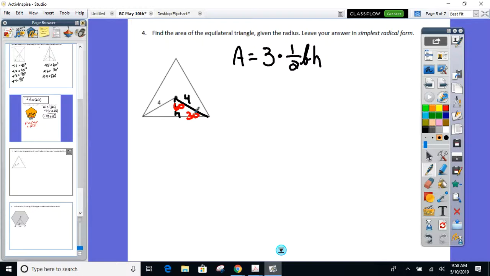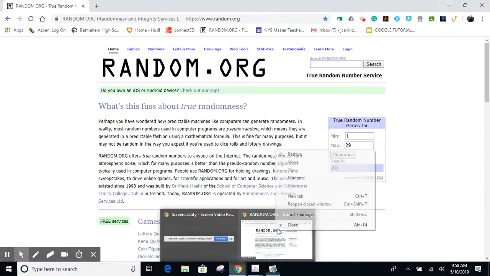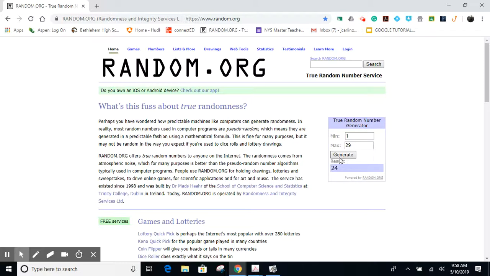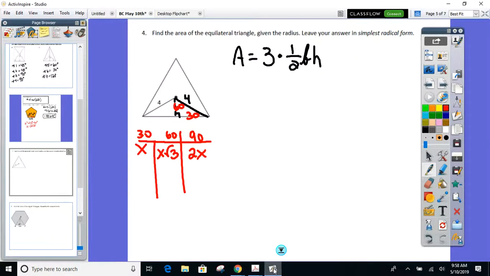All right, you don't have to write it, but I'll just remember our rules here for 30, 60, 90, just to refresh our memory. Anybody remember what was across from the 60? X radical 3, and the 90, I do 2x. Oh, gonna need some studs for this one probably. 24. All right, here we go.